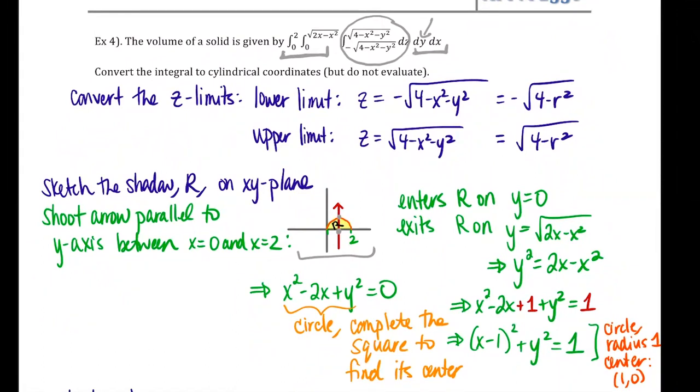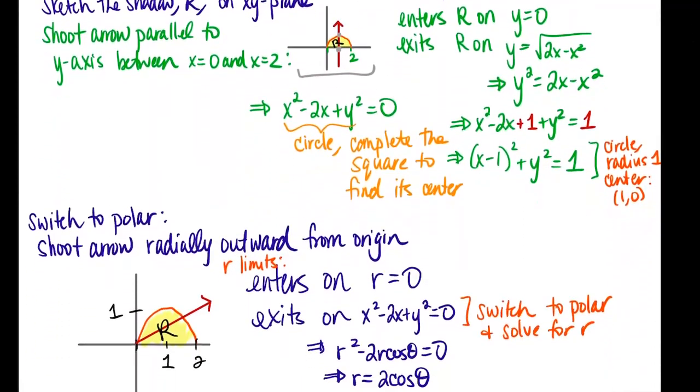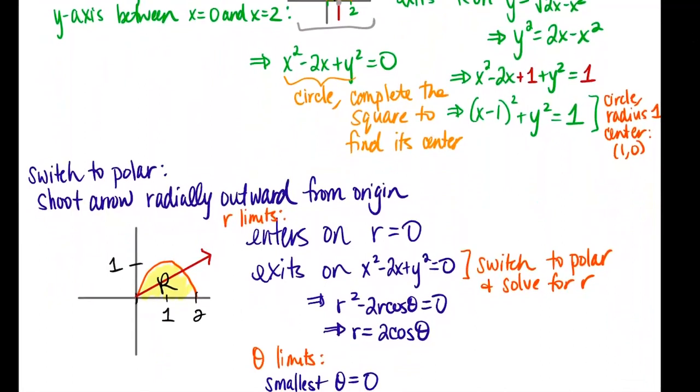Now all I've done is translated this region here based on these Cartesian limits, and now I need to switch them to polar. So I'm going to resketch the same thing, but now shoot my arrow radially outward from the origin, and you can see that my r limits will always start at zero and they're always going to exit on the circle. So I need to rewrite this circle now in terms of polar. And the easiest way to do that is just to solve it here.